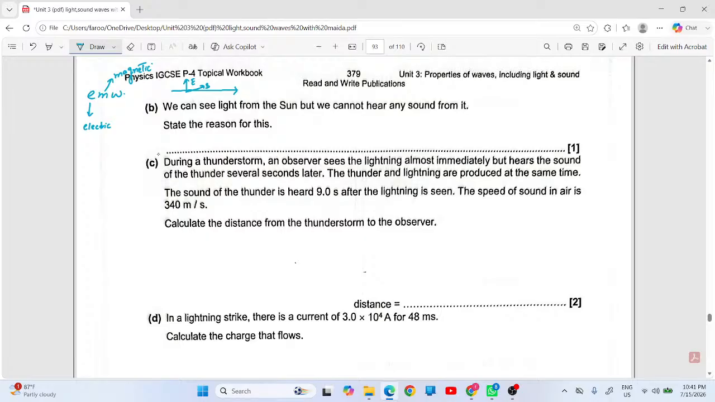So we write: sound needs a medium to travel, and there is no medium between the Earth and the Sun.